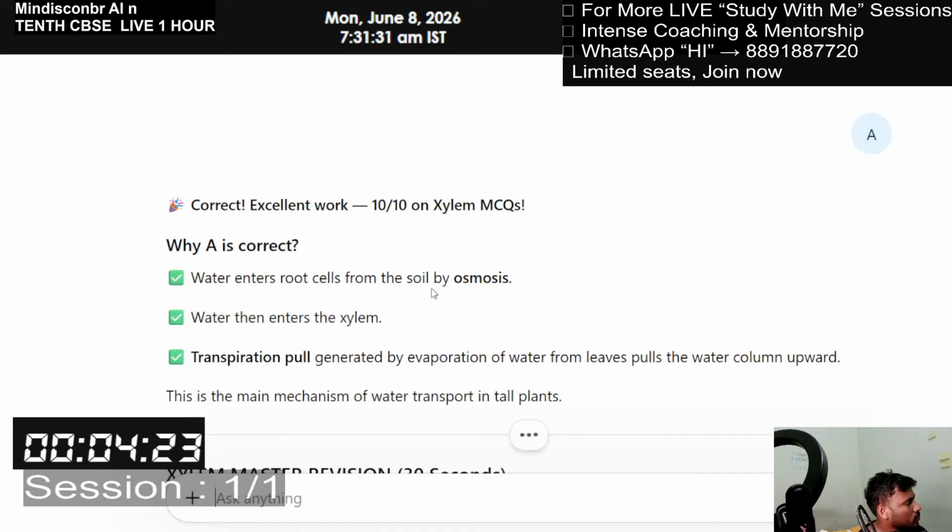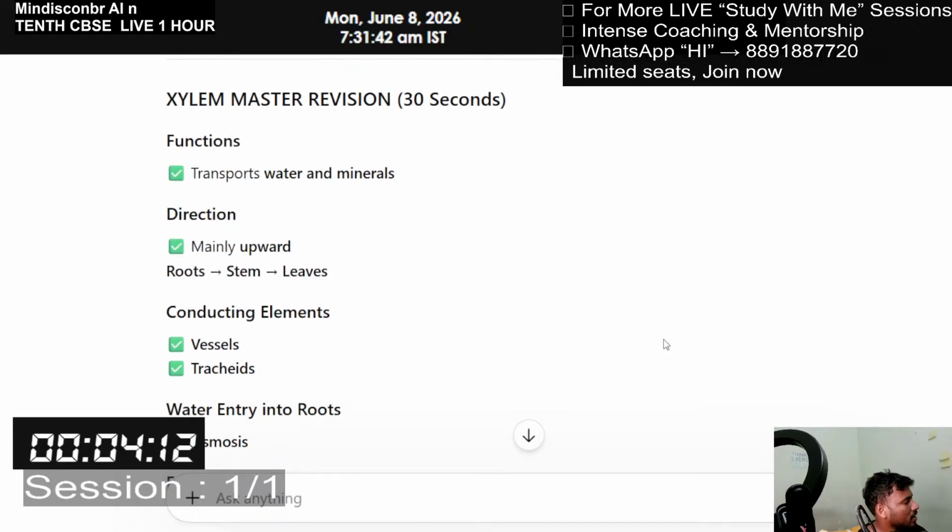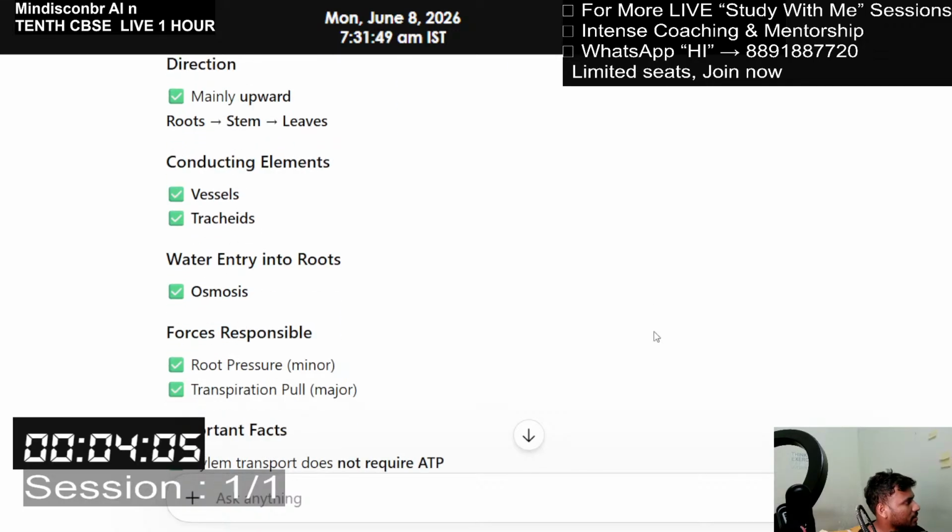Water enters root cells from the soil by osmosis. Water then enters the xylem. Transpiration pull, generated by evaporation of water from leaves, pulls the water column upward. Function: transport water and minerals. Direction: mainly upward, roots to stems to leaves. Conducting elements: vessels and tracheids.